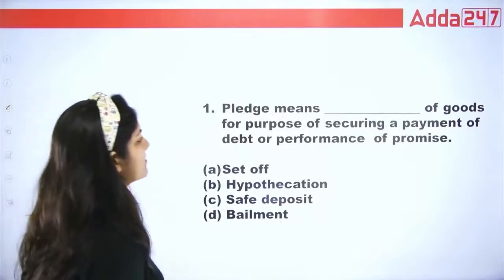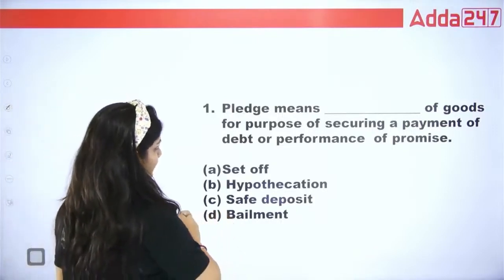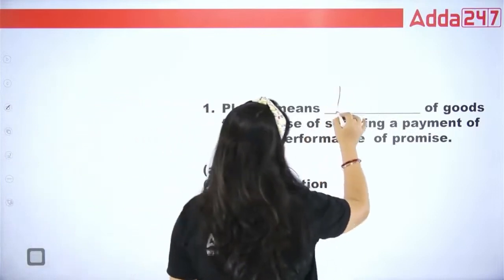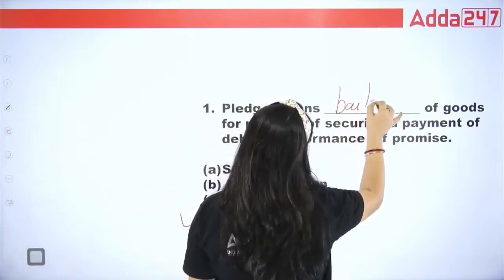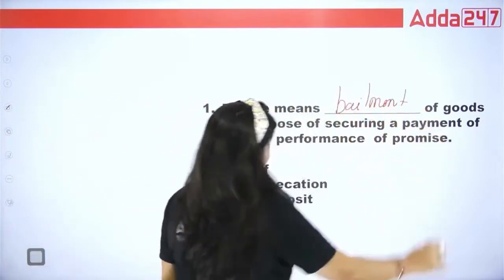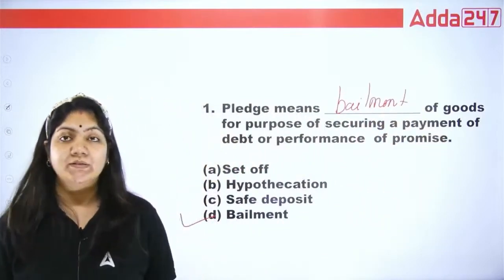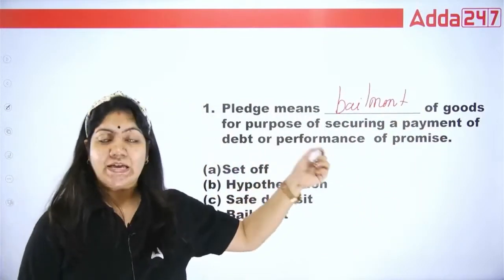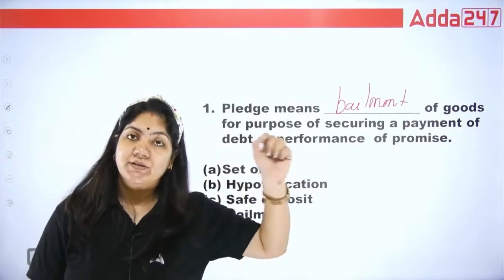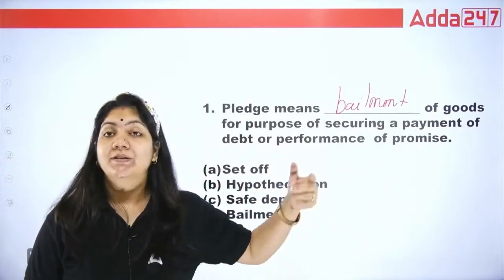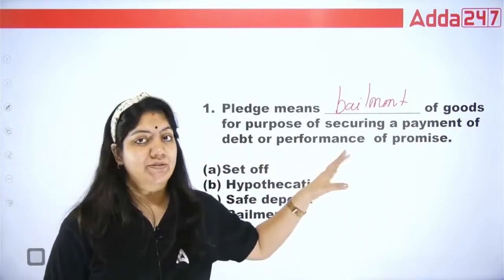Yes, class, pledge means what? The pledge means bailment. Why is it bailment? Because in bailment we deliver the property, and in the pledge also we are delivering the property. So that's why pledge is bailment.